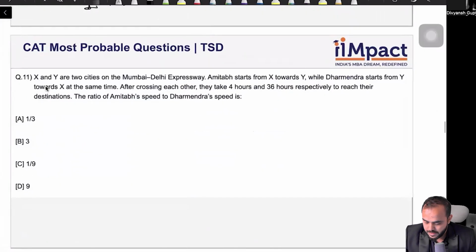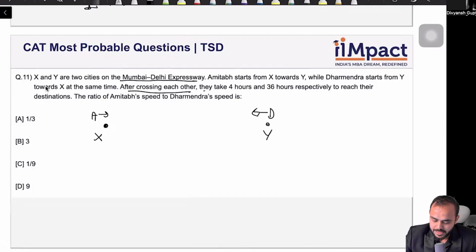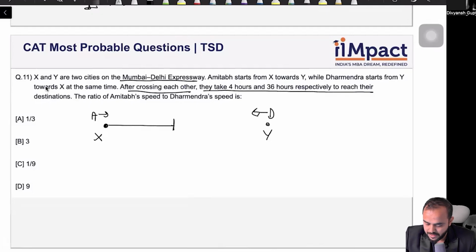Moving on. X and Y are two cities on Mumbai Delhi Expressway. Okay, this is X, this is Y. Amitabh starts from X towards Y, and Dharmendra starts from Y towards X at the same time. So after crossing each other, they take 4 and 36 hours respectively. So let's say they meet at this point.